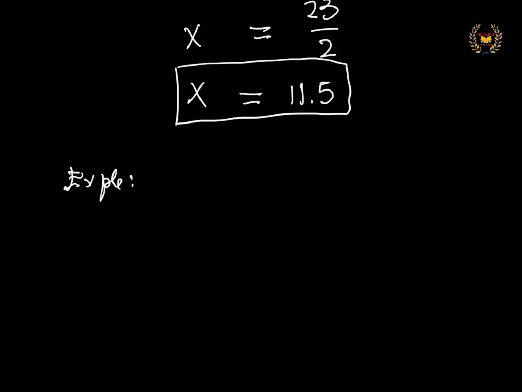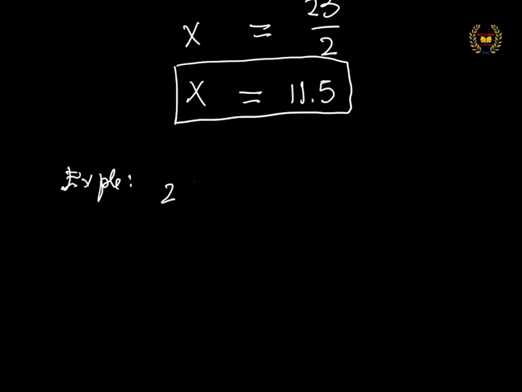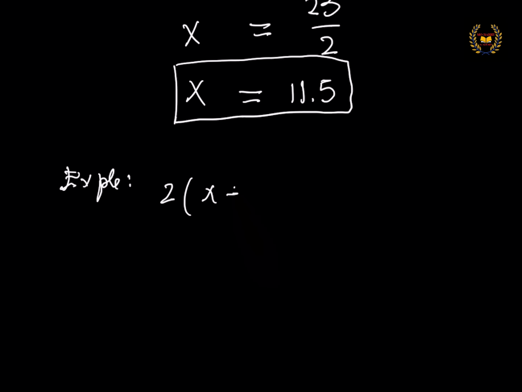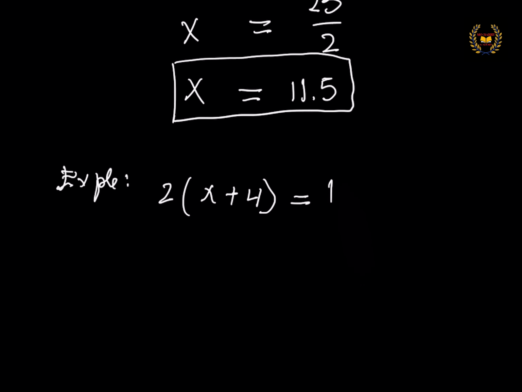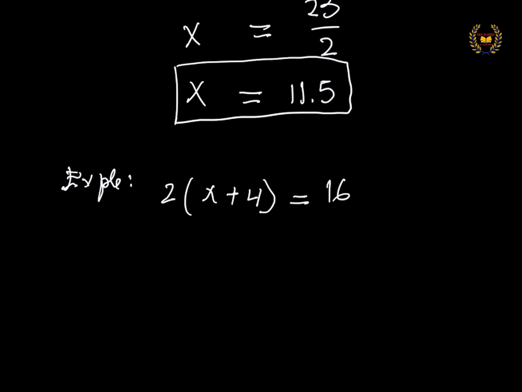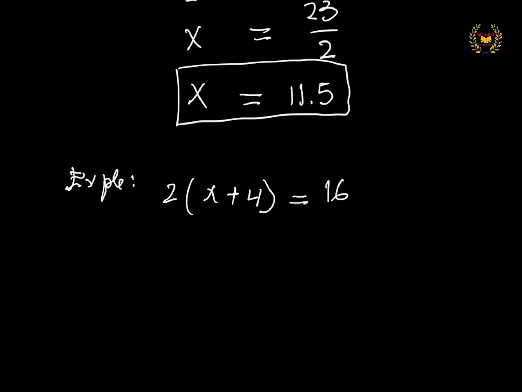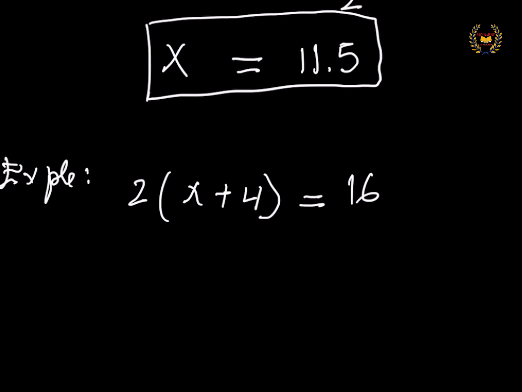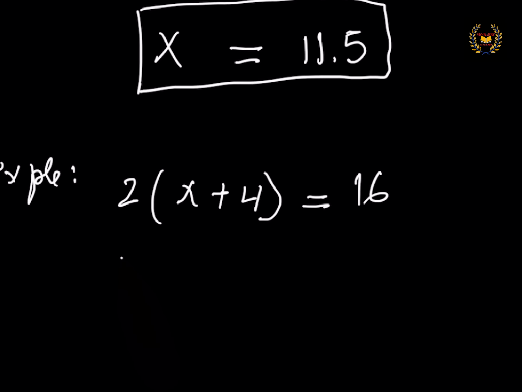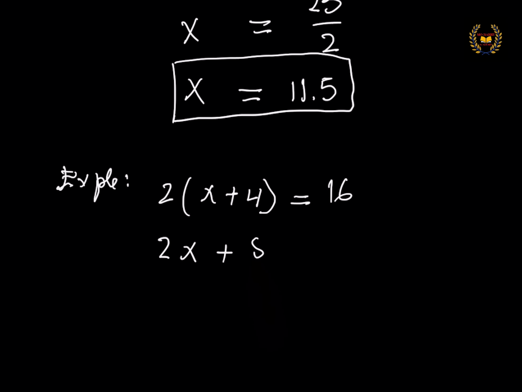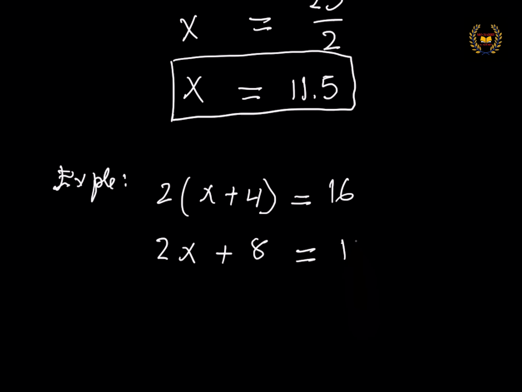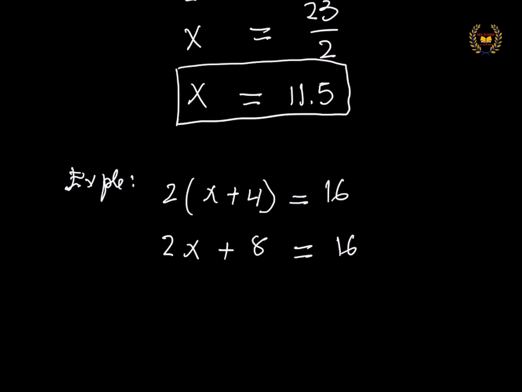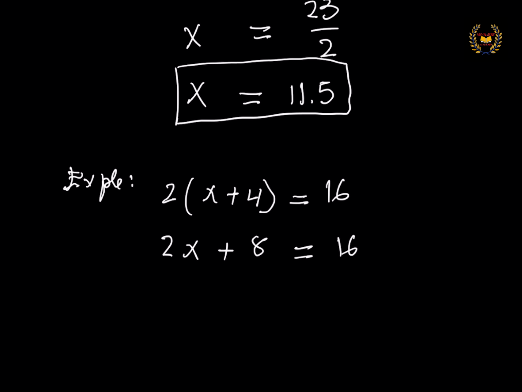So in this case, we will have 2 times the parentheses x plus 4 equals 16. So in this one here, we will distribute the 2 to both terms inside the parentheses. Okay? So we will have 2x plus 8 equals 16. So now we subtract 8 from both sides to isolate the term with x.